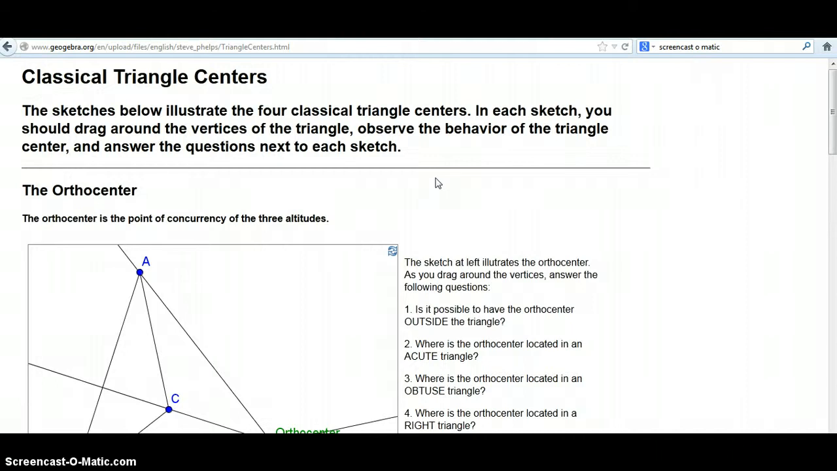Just make sure that you have all of your answers in a separate document and you upload that to the assignment that's called the Geogebra Exploration Assignment, or Geogebra Exploration question answers. Please put that up on Moodle for me.